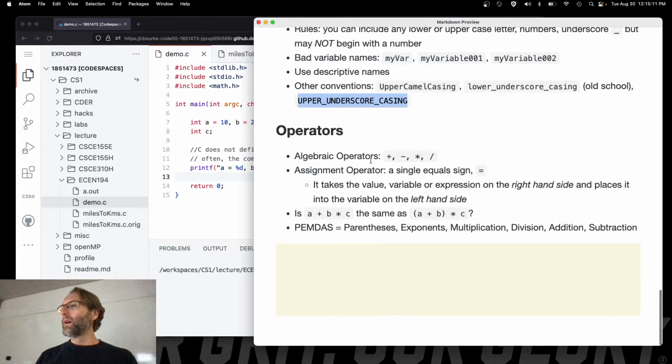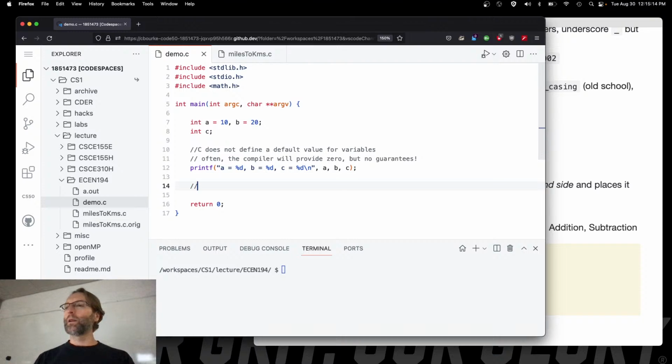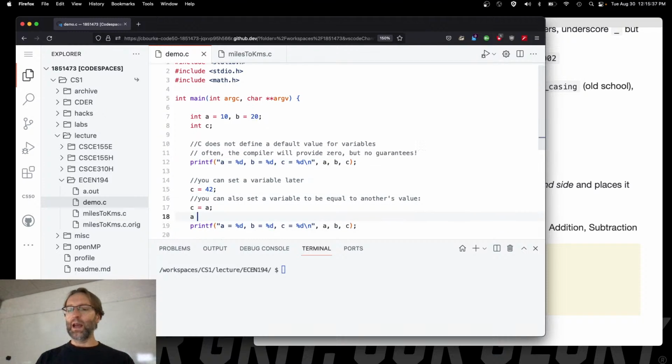All right, well, we can also reset it later. You can set a variable later. So, for example, I'll set C equal to 42 at this point. You can also set a variable to be equal to another's value. I'll put it like that. C is equal to A. Now, if I print these out again, in fact, I'll change A to be 101. There we go. So I've changed both C and A at this point. On line 19, when that gets printed out, what values will each one have? Hopefully you'd say 101 for A, and you'd be right. But what about C?